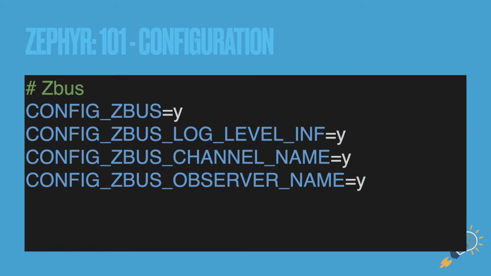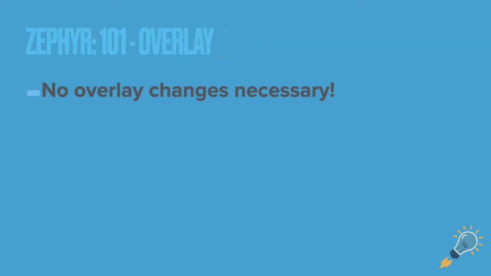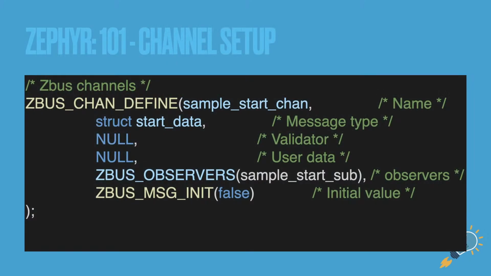Here's the configuration. The biggest thing here is just enabling ZBus. All these other things are more debug related. I just enabled the log and observer channel name, just for usefulness as I was debugging things. As for the overlay, there's nothing necessary, so no changes in your overlay or anything like that are required.